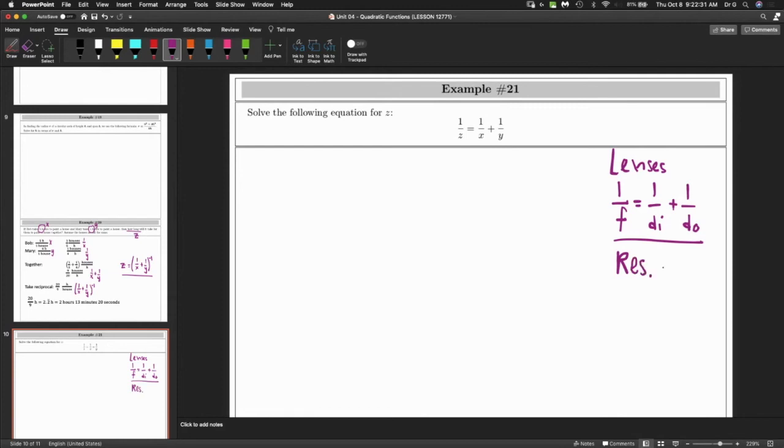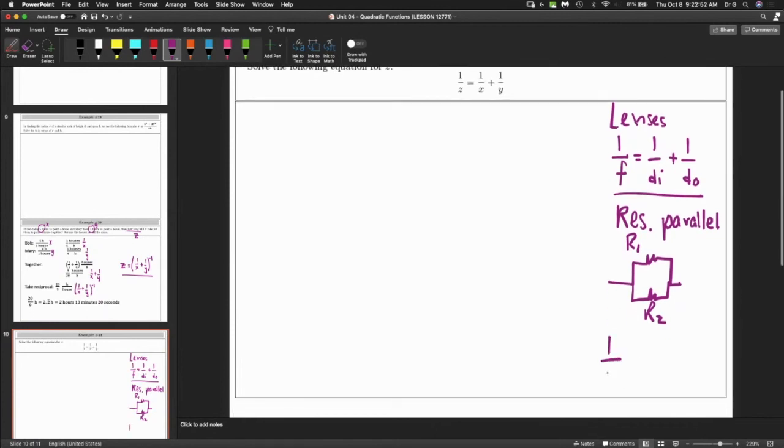So we're gonna talk about resistors in parallel. Who remembers electricity, like resistors and batteries and things like that? You know when you have two resistors in parallel? Okay, good. So it's like R1 and R2. Okay, I haven't lost you yet. 1 over R total is 1 over R1 plus 1 over R2. That's supposed to be an R. Okay, good. What do you notice about the structure of these equations?